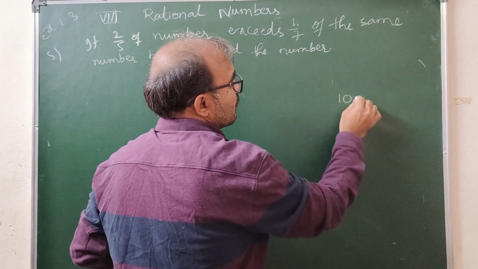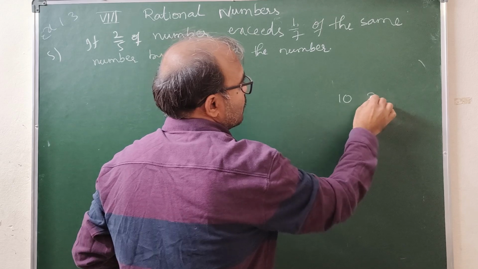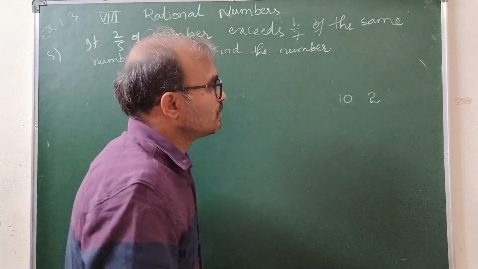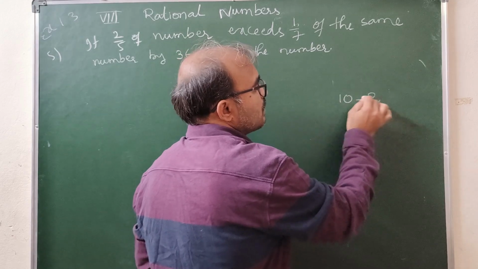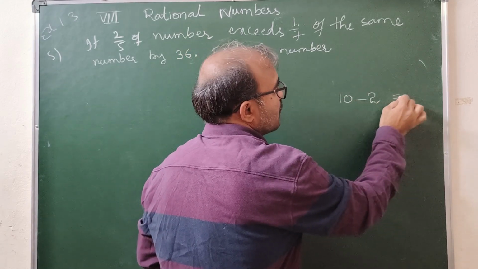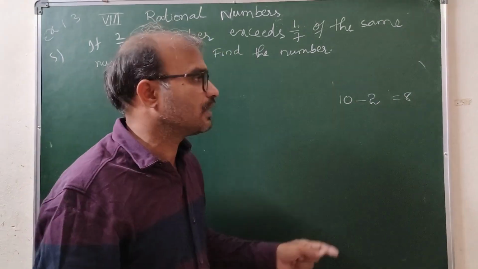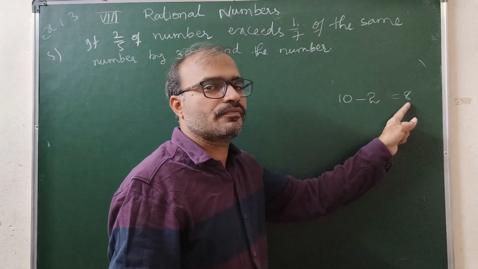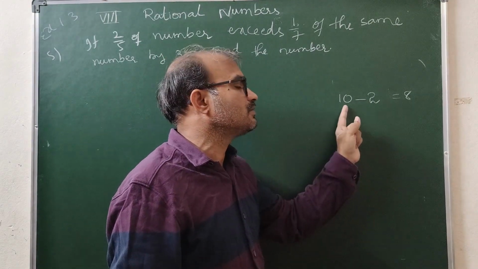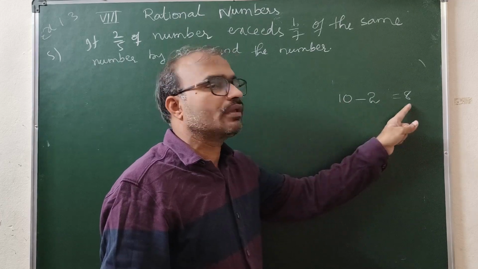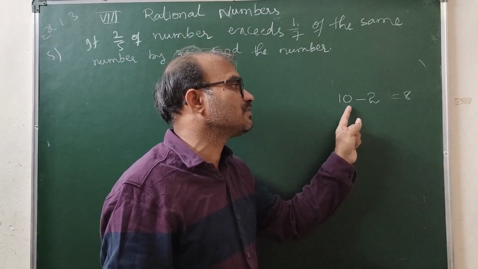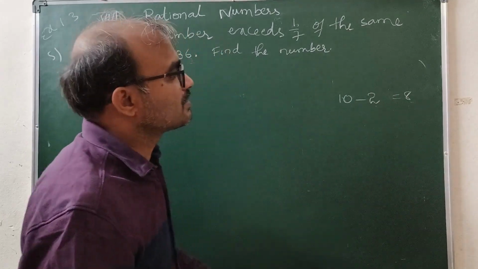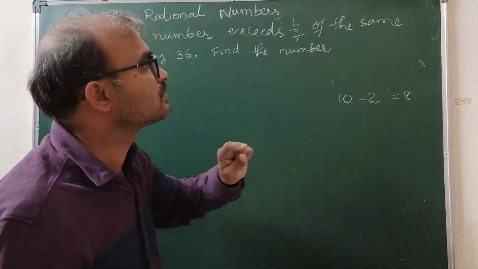Take 10 and take 2. Here 10 is more than 2 by how much? 8, isn't it? 10 is more than 2 by 8. Nothing but we say here 10 exceeds 2, 10 exceeds 2 by 8. Correct? That is what we say, exceeds means it is more than the other one by that number. So exceeds means we have to write like this.